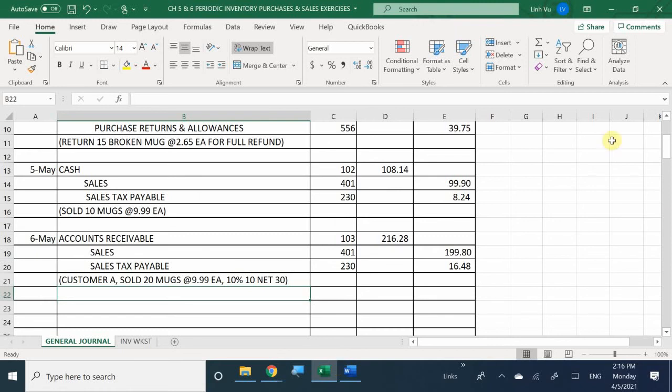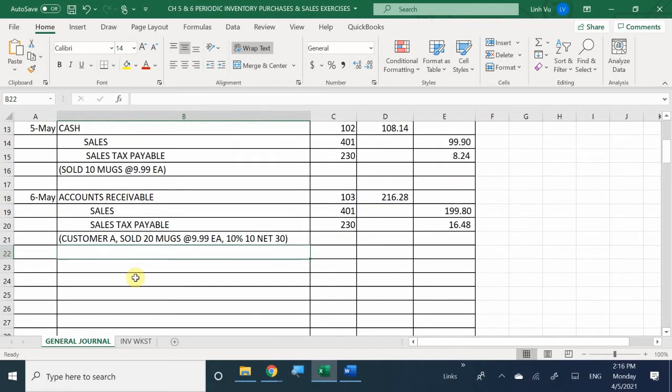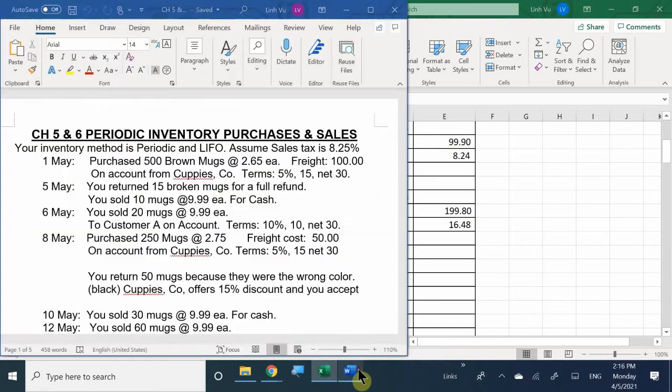Once again, do we need to place this in our inventory worksheet? Oh, because it's a sales? Correct. Good. All right. So therefore, we can go ahead and move on to the next scenario. So here, what happened on May 8th? It's 250 mugs at $275. We purchased. Good. Okay. What else information do we have here?